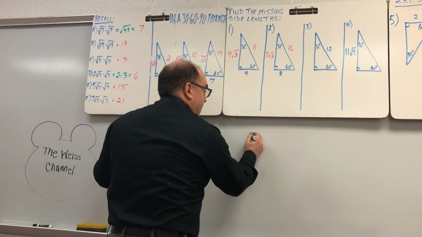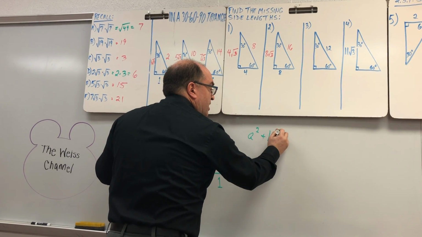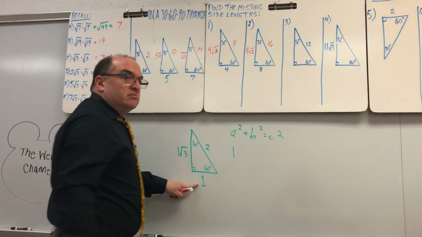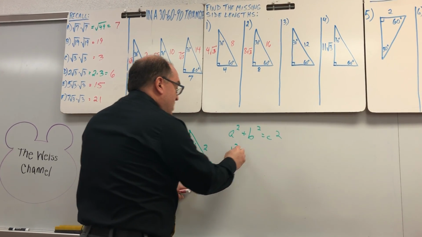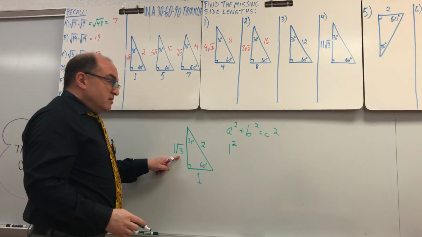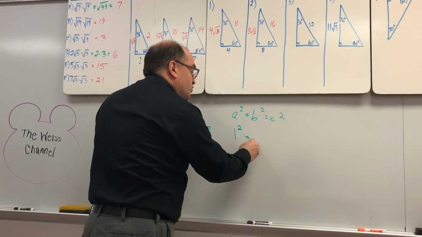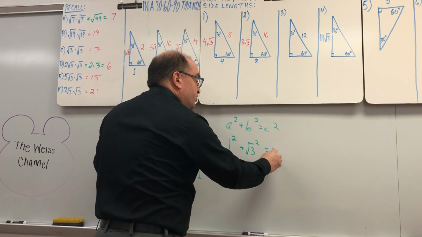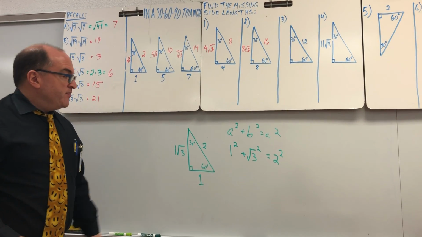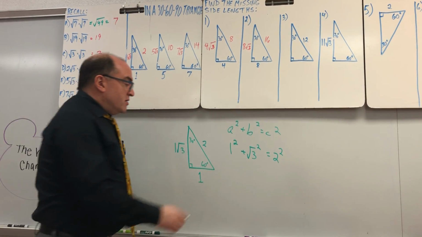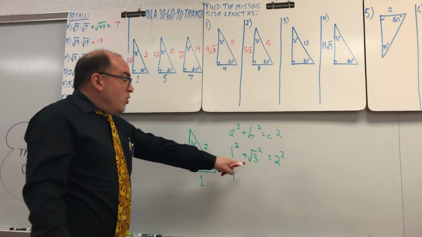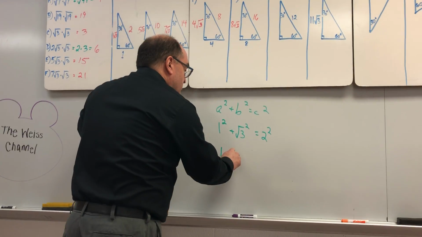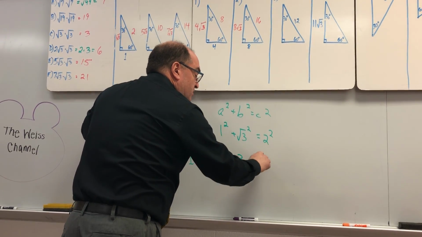Do you agree that a squared plus b squared equals c squared, right? If this is 1 squared, this is b, square root of 3 squared equals 2 squared. That is my claim, okay? What's 1 squared? 1 times 1 is 1. What's square root of 3 times square root of 3? 3. What's 2 times 2? 4.